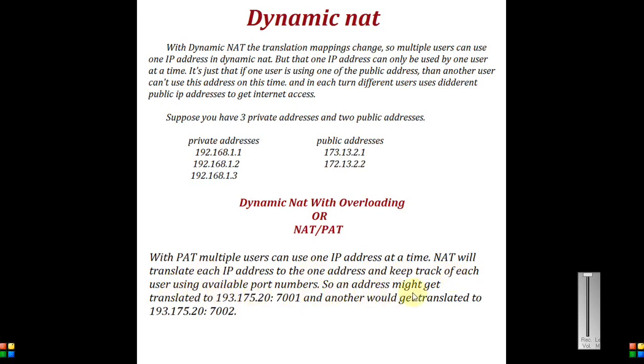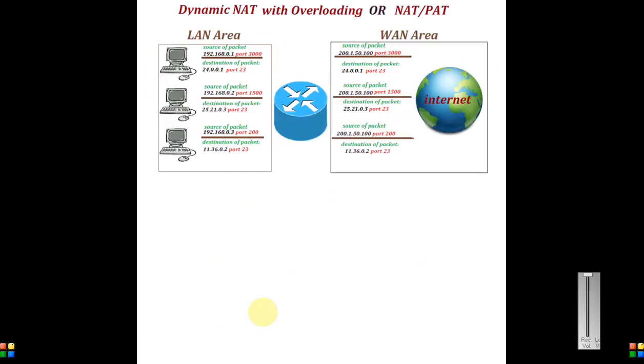So an address might get translated to 193.175.20:7001 and another would get translated to 193.175.20:7002. It's based on port numbers. I have a scenario, I have a graph. You can see that this is the LAN area and this is the WAN area. LAN is the inside area and WAN is the outside area, which is connected to the internet.